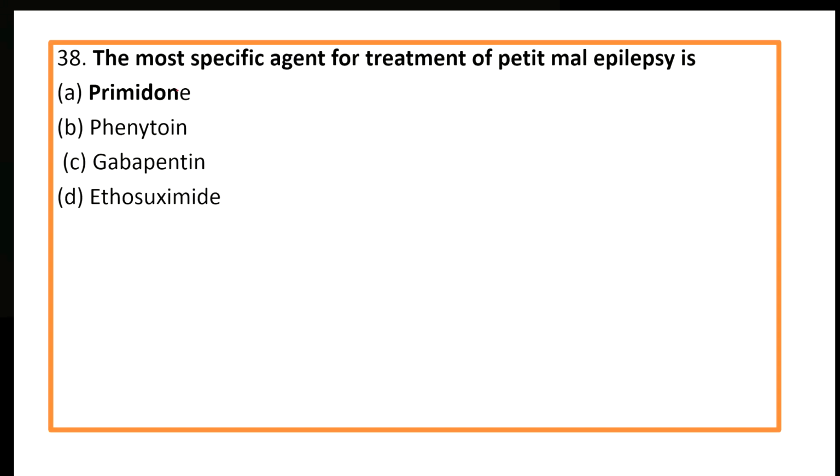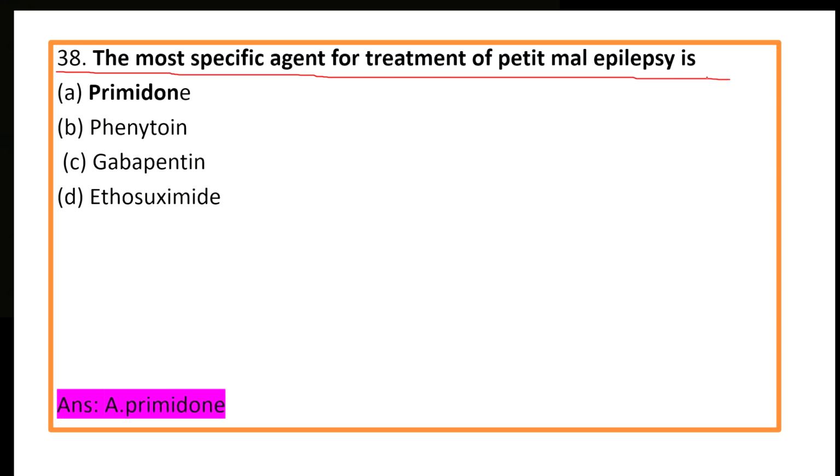Question number 38. The most specific agent for treatment of petit mal epilepsy is, option A, primidone is the correct option.